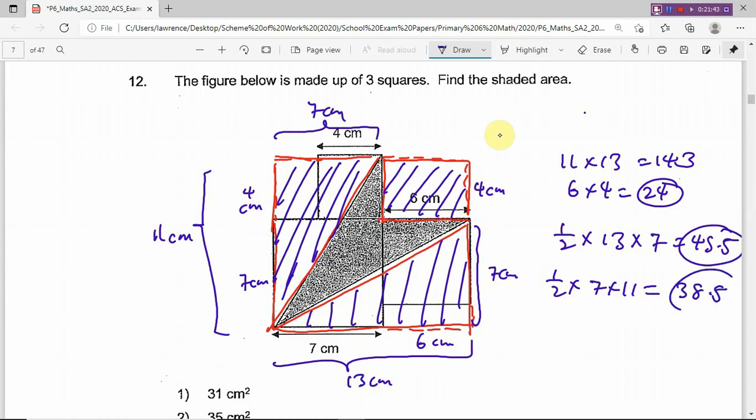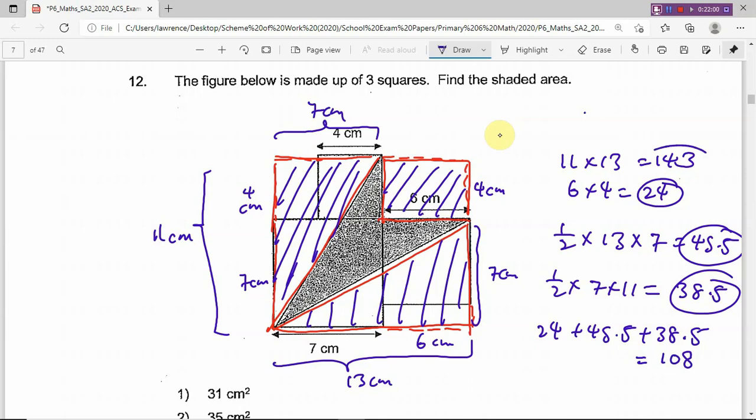Okay, and then what do you do? You add them all together. So you take 24 plus 45.5 plus 38.5. You add them together, and what do you get? So you add them together, you will get 108, which is the total unshaded.